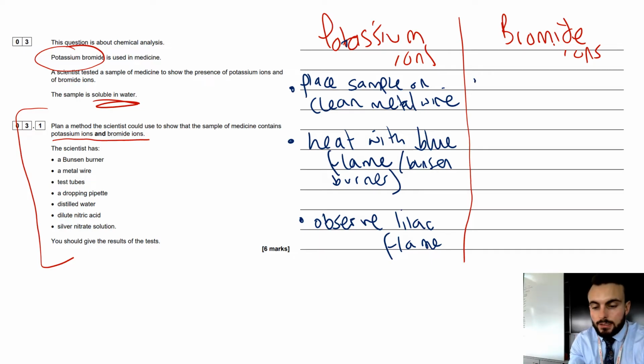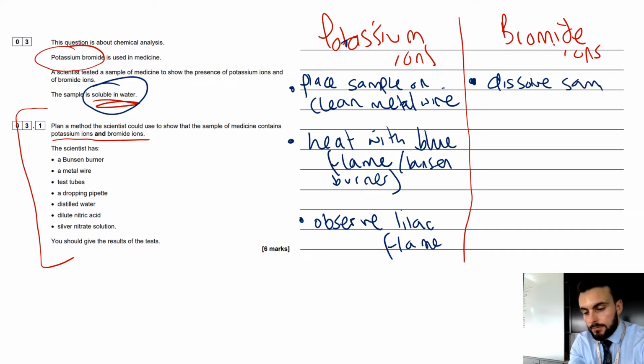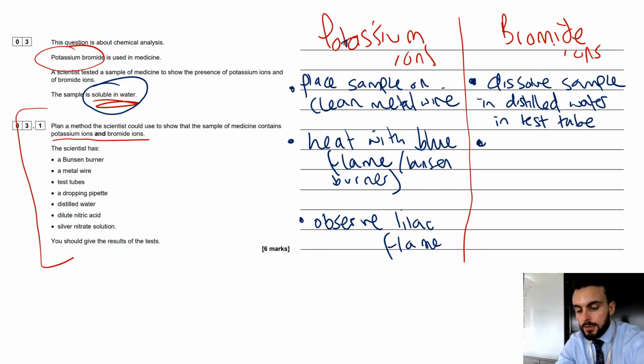Bromide ions are slightly different because they don't affect the flame. So what we need to do for that one is, first off, because it's soluble in water, we're going to dissolve the sample in distilled water in a test tube. Why distilled water? Because if it's not distilled, it's got other ions in it, like mineral water, or other metal ions present in it, like magnesium and stuff like that.